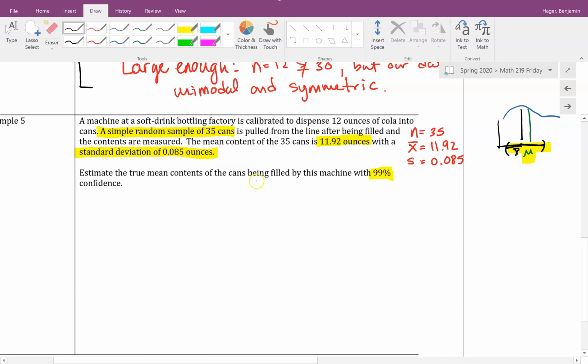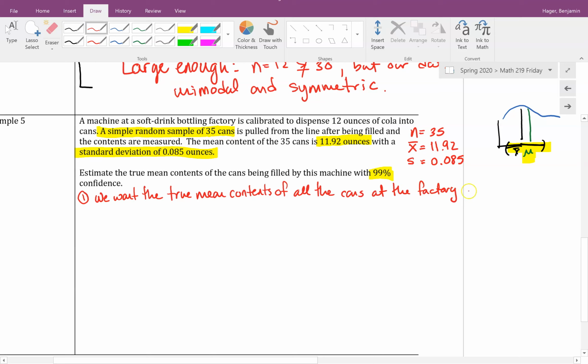Estimate the true contents of the cans being filled by this machine with 99% level of confidence. So we're going to make a 99% confidence interval. So one, what do we want? We want the true mean contents of all the cans at the factory. And we want that at a 99% confidence level.